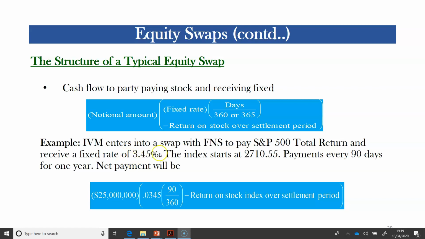Using the information in the example, the payments on the swap for IVM are calculated as 25 million multiplied by the difference between 3.45% multiplied by 90 over 360 and the return on the stock index over the 90-day period, that is the 90-day return on the S&P 500 index.